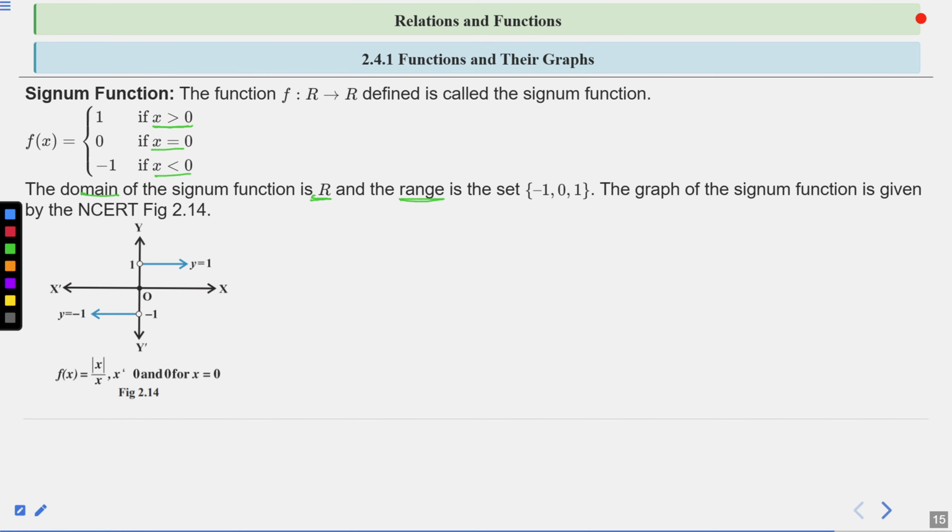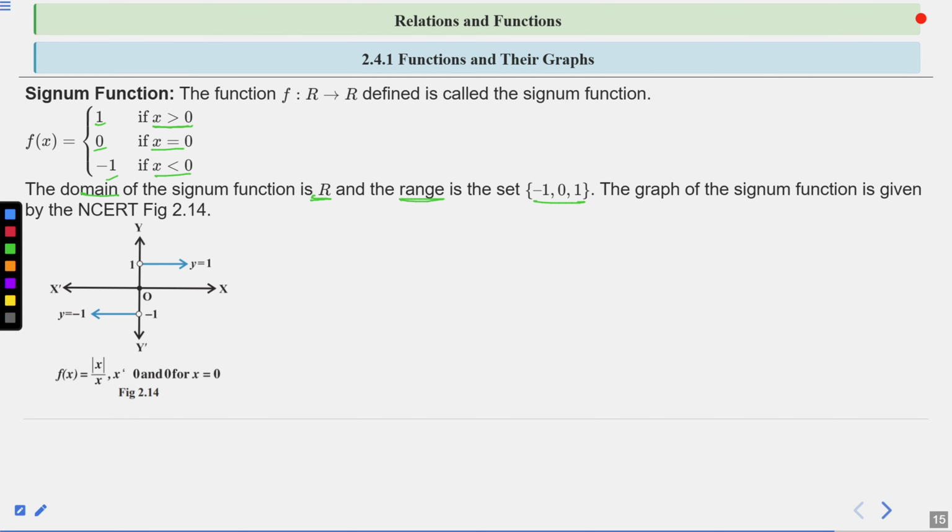What about range? Range is nothing but, in a function, the collection of all outputs. So you are just getting 3 outputs, 1, 0, -1. So the range set is simply the collection of all 3 elements, -1, 0, 1. Clear? Now comes to the graph. So the graph will be quite simple, of this type.